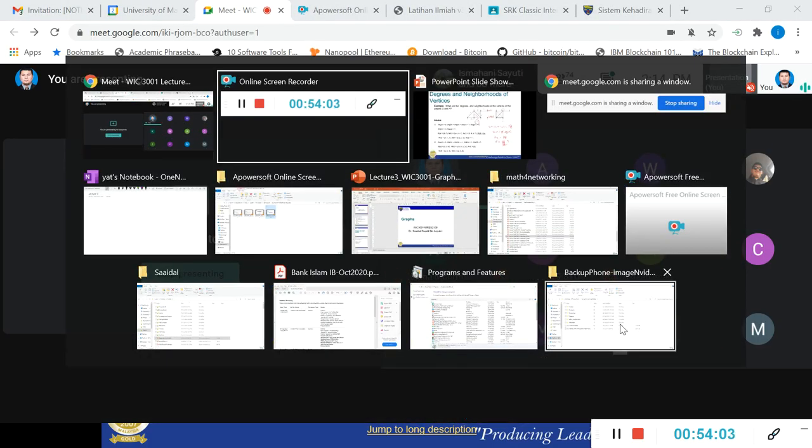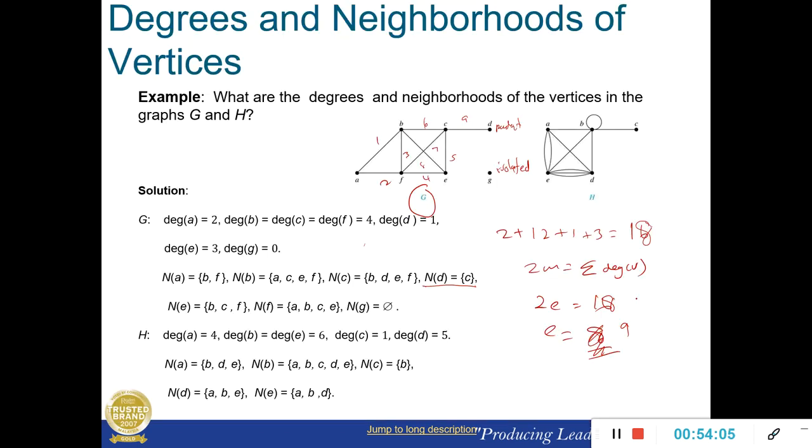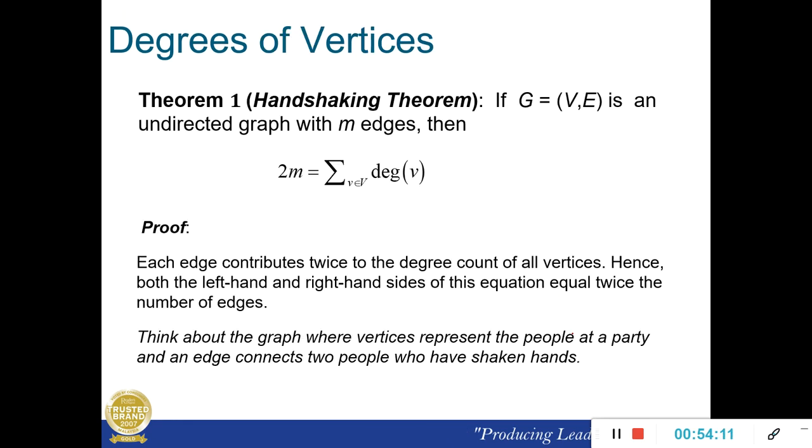Not sure whether you guys are still with me or not, but yeah, it's simple math. So you have 1, 2, 3, 4, 5, 6, 7, 8, 9 edges. We just wanted to test theorem 1, the handshaking theorem. If a graph with vertices V and edges E is an undirected graph with m edges, then 2m is equal to the total summation of the degrees of all vertices.